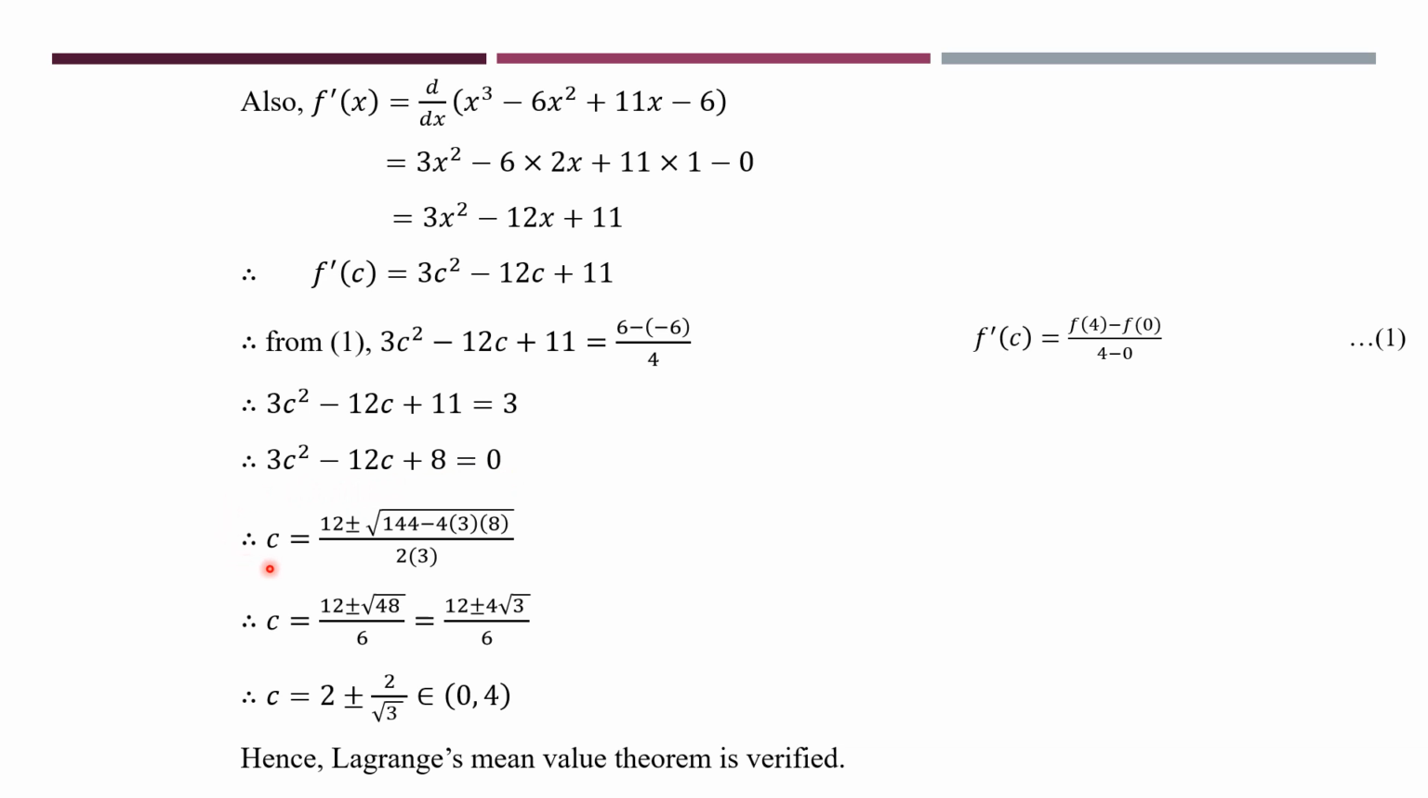Then find the value of c by the formula minus b plus minus root of b square minus 4ac divided by 2a. Here a is 3, b is minus 12 and c is 8. We get c equal to 12 plus minus root of 48 divided by 6. Simplifying, we get 12 plus minus 4 root 3 divided by 6. Then c equals 2 plus minus 2 divided by root 3, which belongs to (0, 4). Hence, Lagrange's mean value theorem is verified.